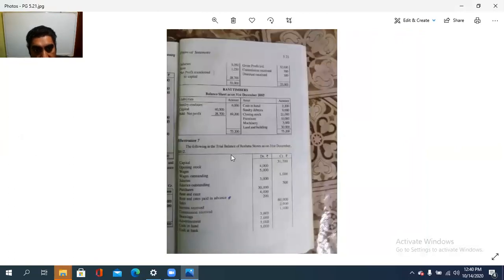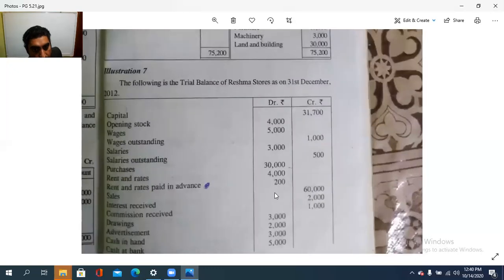First of all, what is this thing? Trading account. Trading and P&L account. This is the debit amount, this is the credit amount. So to opening stock, how much? 4,000. Then wages, before that purchases is there, isn't it? There is no, I think, returns. Yes, no return. So to purchases, how much is it? 30,000.